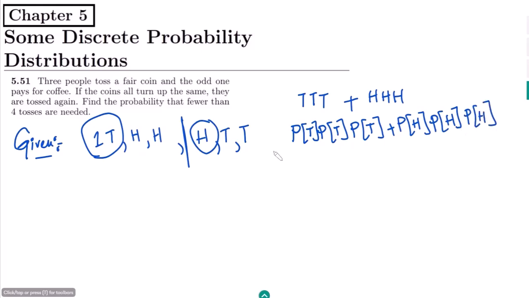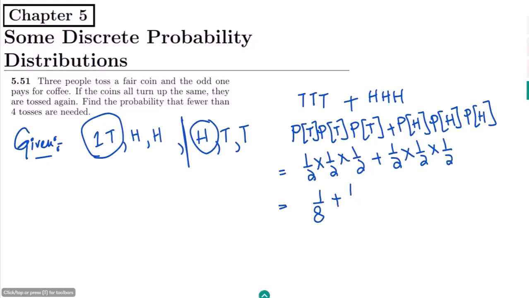What does it mean? This is basically the probability that we are getting the similar outcomes. Putting the values: 1 by 2 multiplied by 1 by 2 multiplied by 1 by 2, plus 1 by 2 multiplied by 1 by 2 multiplied by 1 by 2, because these are independent of each other. So it is 1 by 8 plus 1 by 8. Ultimately it will give me 1 by 4, which is the probability of similar outcomes.